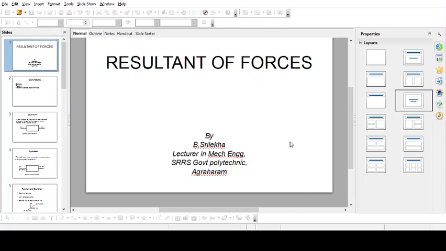Next, the last force is 40. So 40 cos 330, this complete angle is 330. 40 cos 330 is nothing but 40 cos 30 degrees. So you will get the value 6.15 newtons.